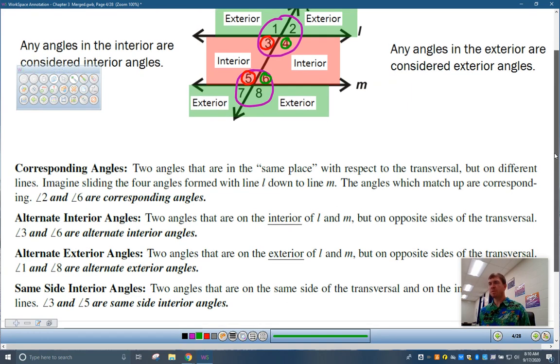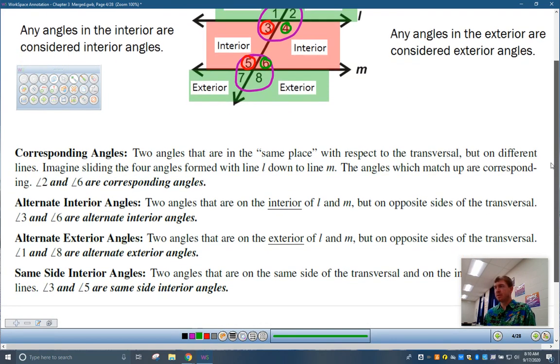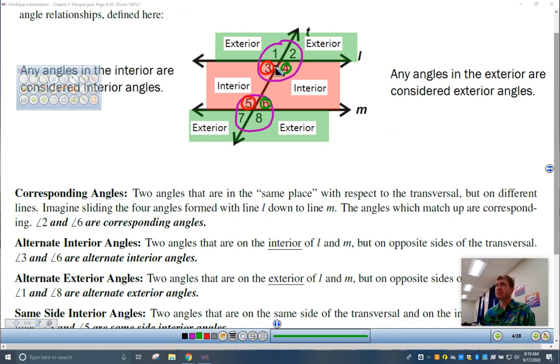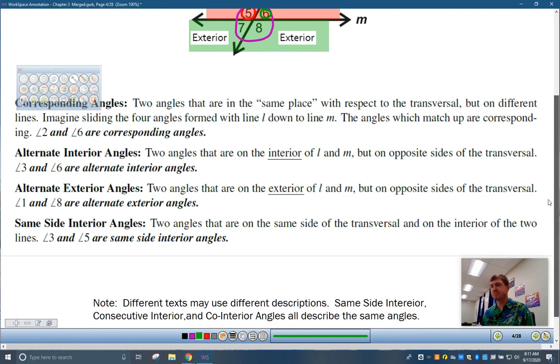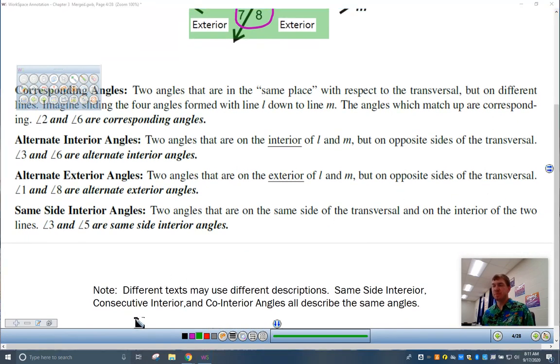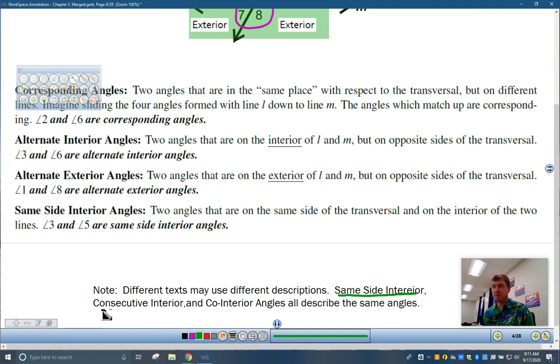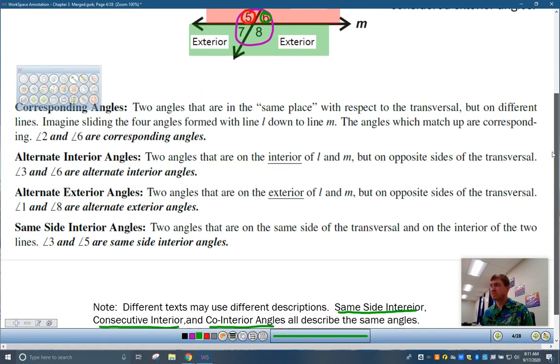And you might be thinking, what about same side exterior? In some texts, they do mention same side exterior. We never have, but the relationship is similar. We'll figure that out later. It's not one of our relationships that we name in this class, though. Different texts may also use different descriptions for the same side interior. It might be called consecutive interior or co-interior, but they all represent the same set of angles.